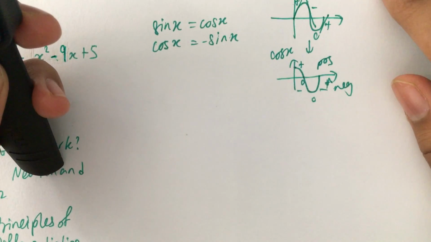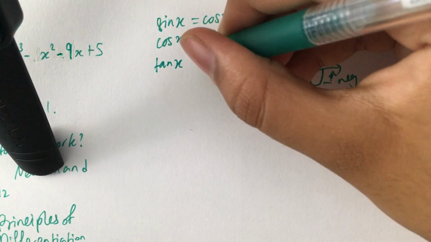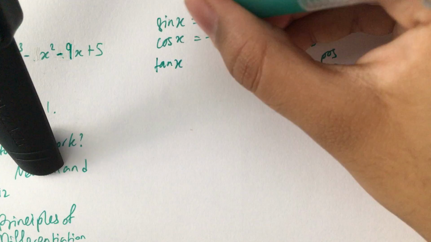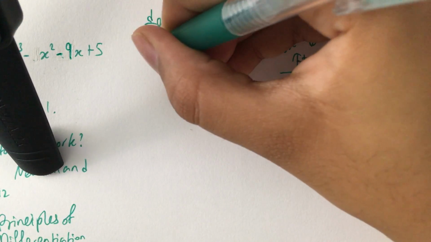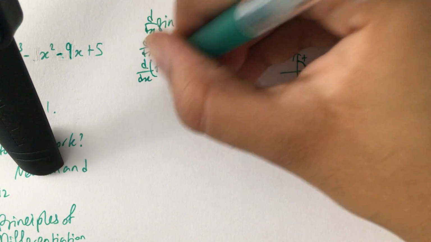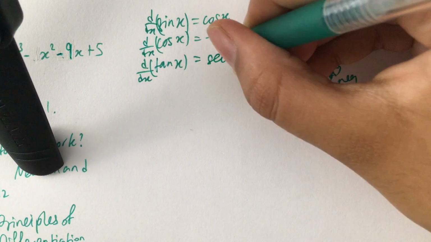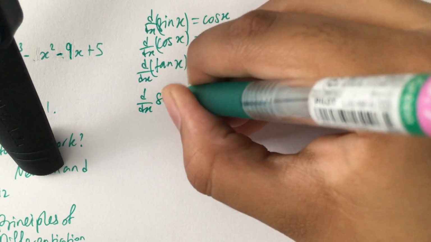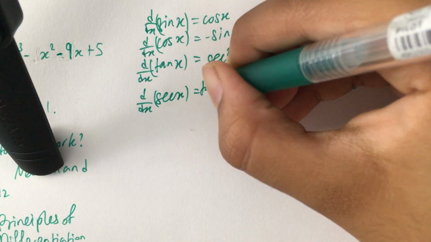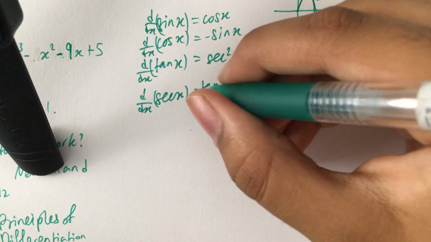And what about tangent x? Well, if you want to prove it, you can use the quotient rule, which I will talk about in more detail, so maybe you use it during that time. But d/dx of tangent x is secant squared x, and for secant x you will get secant x tangent x. And then you have your 1 over sine, 1 over cosine.